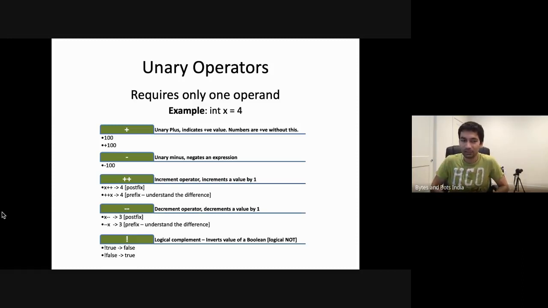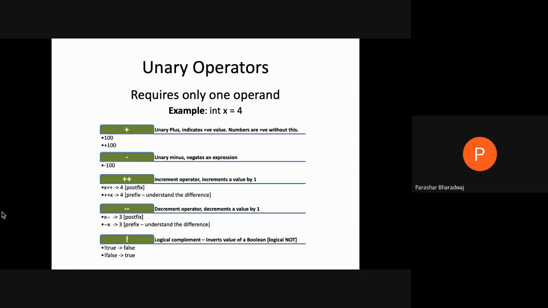Whereas the prefix would first increment the value of x and then use it. So instead of x++, if you had an expression such as 5 plus ++x, it would first increment the value of x, which makes it 5, and then add 5 to it, and the answer will be 10. So you'll see that the result is 1 less when you use postfix versus when you use prefix. We'll look at an example real quick that will clarify our understanding on this. It's in the next slide. Any more questions?